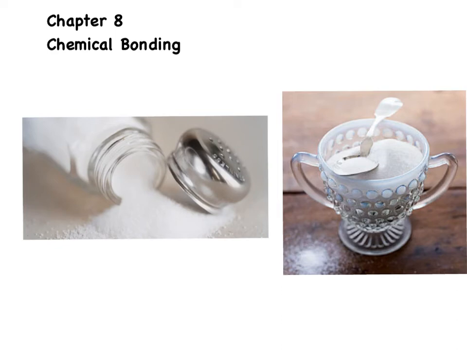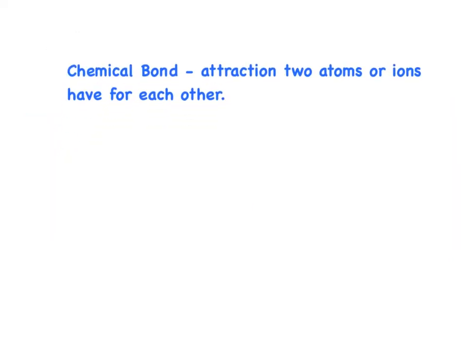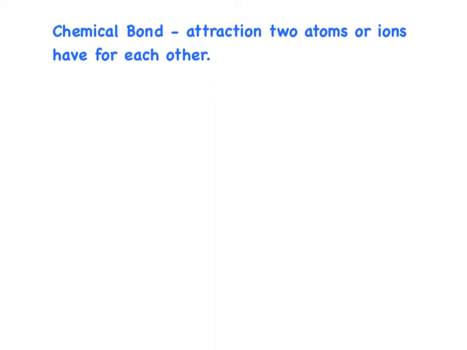Although salt and sugar look very similar, they're both white crystalline substances, they behave very differently chemically because they have different types of chemical bonds holding the atoms together. A chemical bond is the attraction two atoms or ions have for each other. There are three types of chemical bonds.